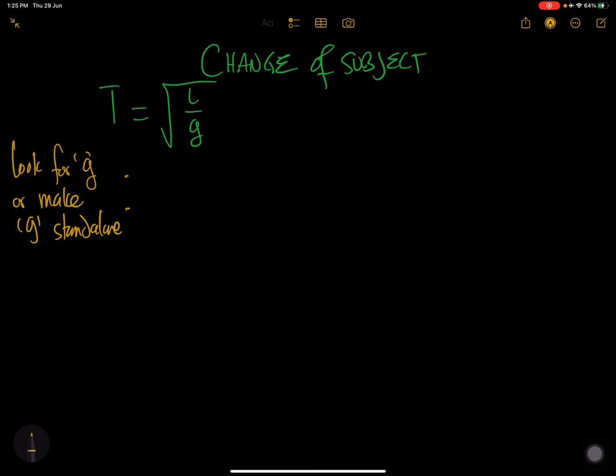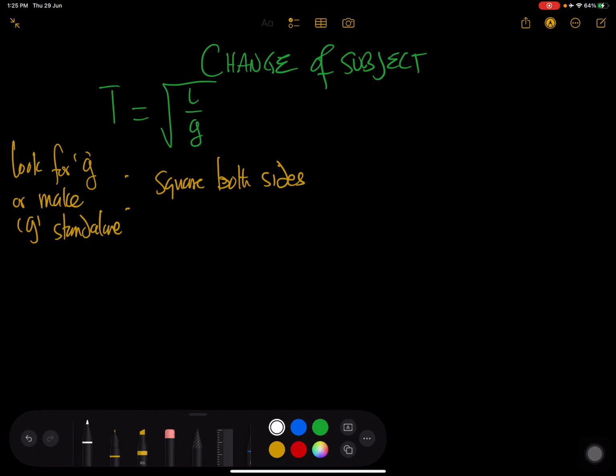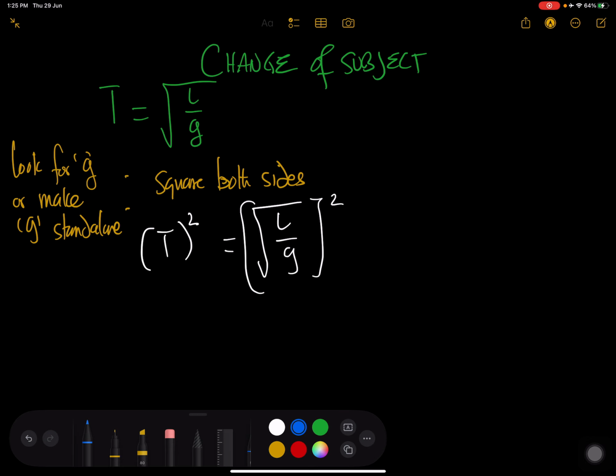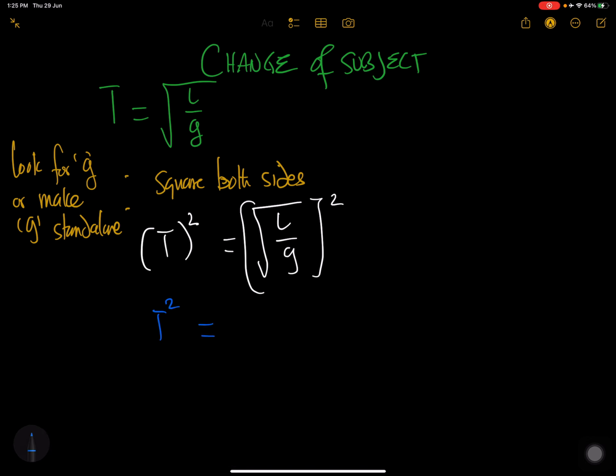We'll square, right? So to do that, we'll square both sides, so that we can eliminate the square root. When we do that, we end up getting t squared is equal to the square root of L over G, squared. And then we're getting t squared is equal to the inside is L over G, and the square root is the power half. Can you remember from indices? The square root is equal to the power of half. Don't forget that. So the inside is L over G, and the square root is this half here. But don't forget the square that is outside it.